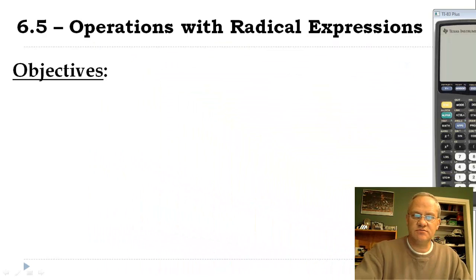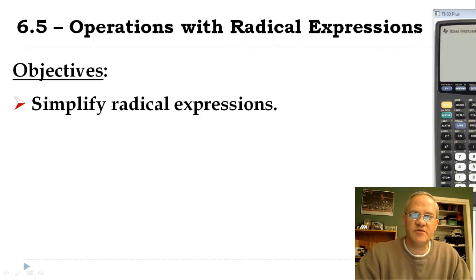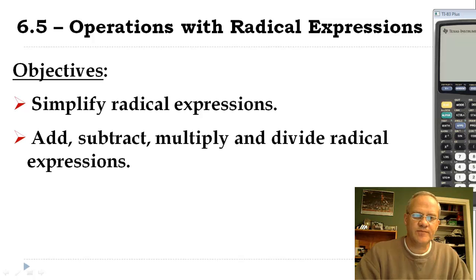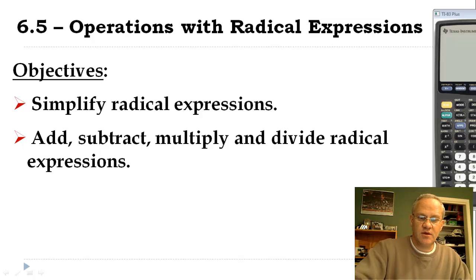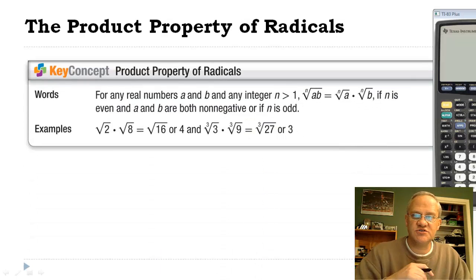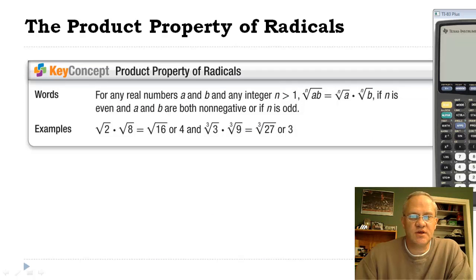Our objectives for today: simplify radical expressions. Some of that's kind of what we had done before. And then add, subtract, multiply, and divide radical expressions. So let's see what we got here. First of all, the product property of radicals.